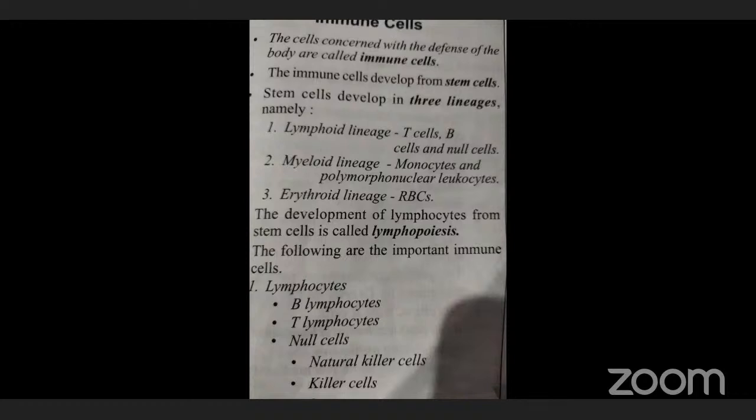What are the important roles of immune cells? Immune cells defend the body against pathogens. The natural killer cells kill infected cells, and that question is the most important one. The natural killer cells kill virus-infected cells and cancer cells. So don't get confused.